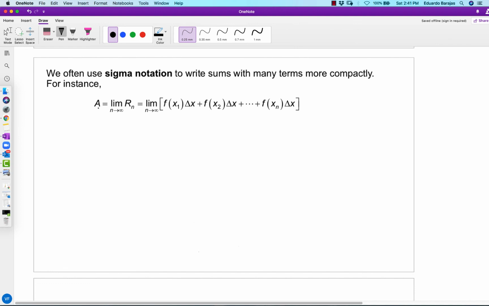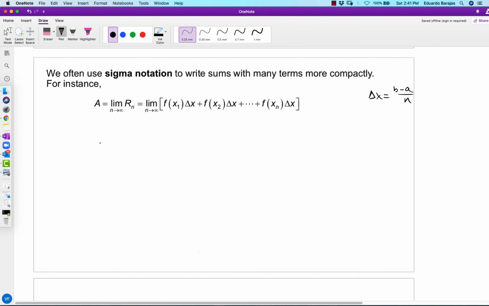So A equals, remember that's the area, equals the limit as n goes to infinity of R sub n. So this represents the sum of the n rectangles that partition up our area. And so here are the n rectangles. Each one of them has a base of delta x. Remember that delta x is equal to (b minus a) divided by n. And then we can use sigma notation to simplify this just a little bit.